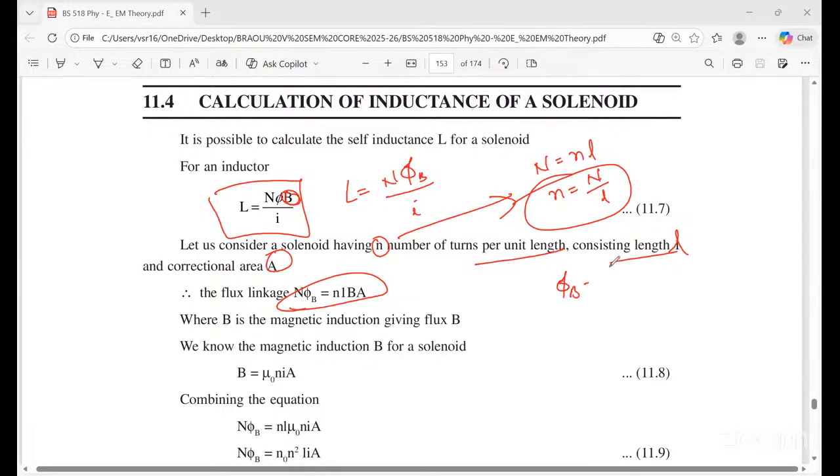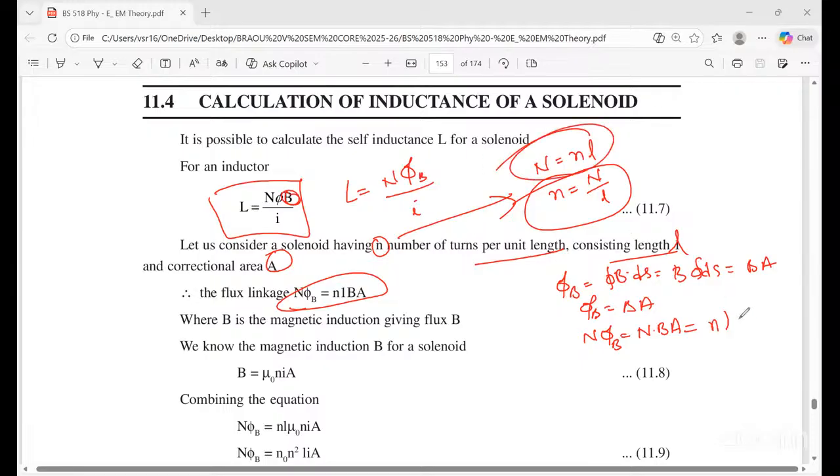Flux is the surface integral of B dot ds, which equals B times the surface integral of ds, which equals BA. So that is the flux value BA, and if capital N number of turns are there, N into BA. What is N? nL. So nLBA. This is the equation.